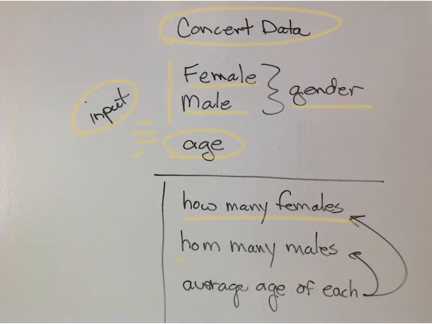And at the end we want to know how many females, let me square this up. How many males? And then the average age of each. Alright, that's it.